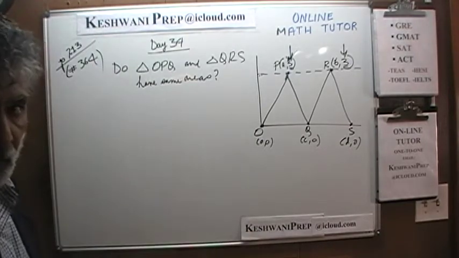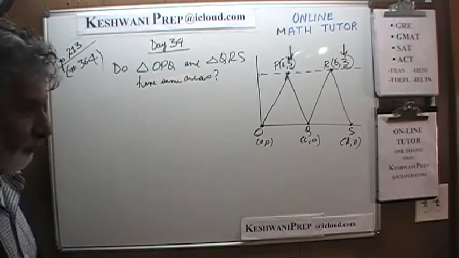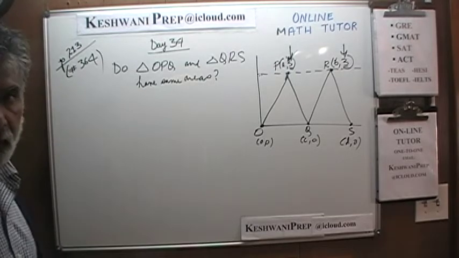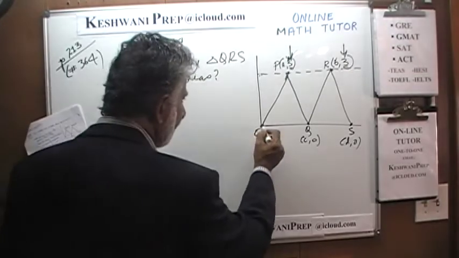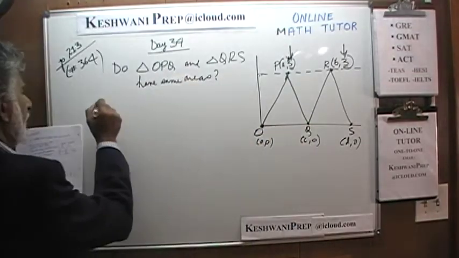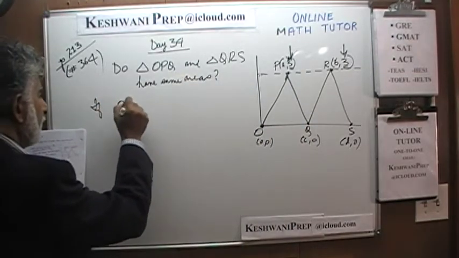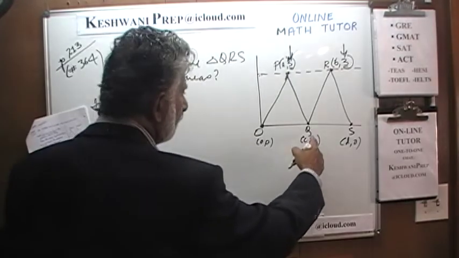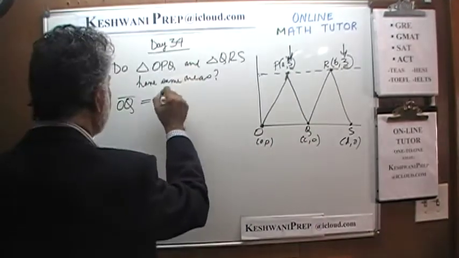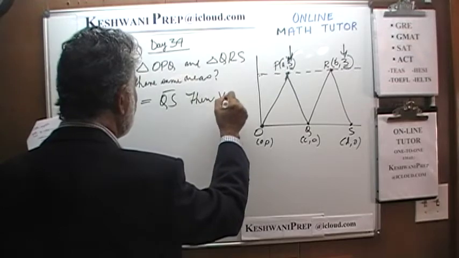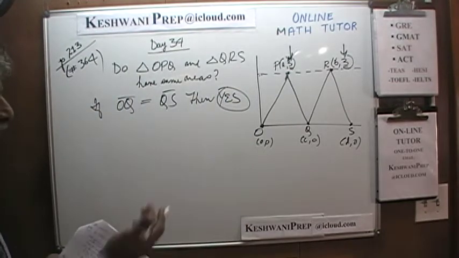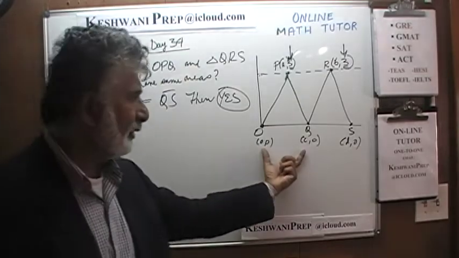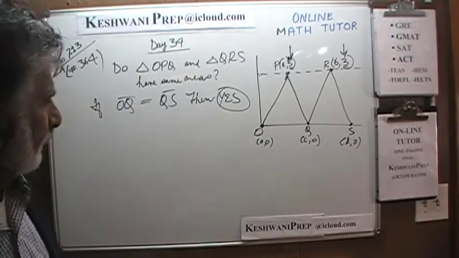If the bases are equal, then they must have equal areas. The base for the first one is from O to Q. If O to Q is equal to Q to S, then yes, they do have the same areas, because they have the same altitude, they will have equal bases, and they will have equal areas.